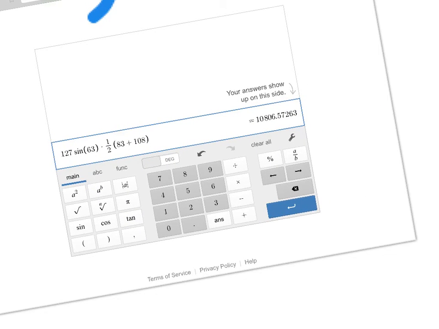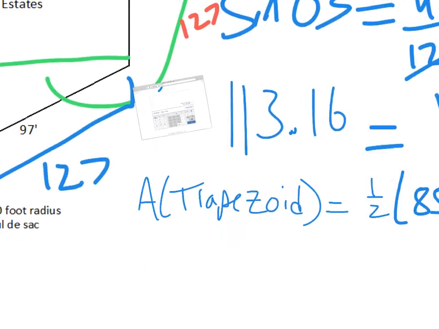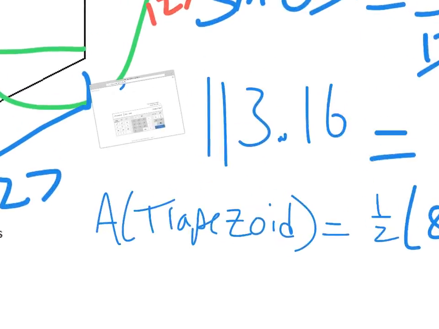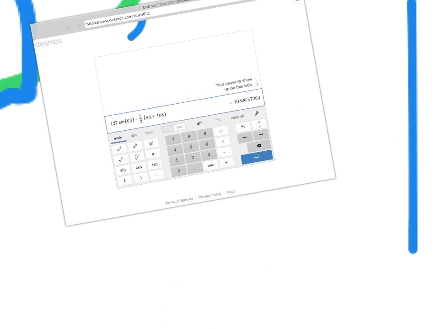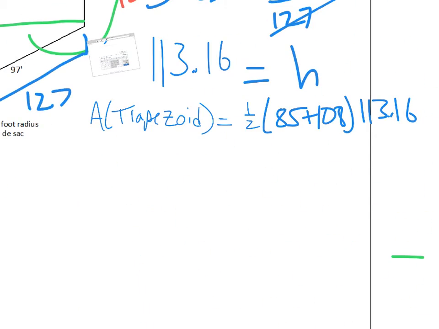We got 10,806 square feet. Okay. 10,806.6. 10,806.6 square feet. All right.